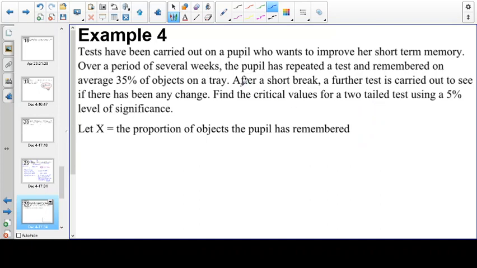Okay, so let's start with this. X is the proportion of objects the pupil has remembered. So this is like n, the number of trials. If it's representing a proportion, then n is going to be 100.